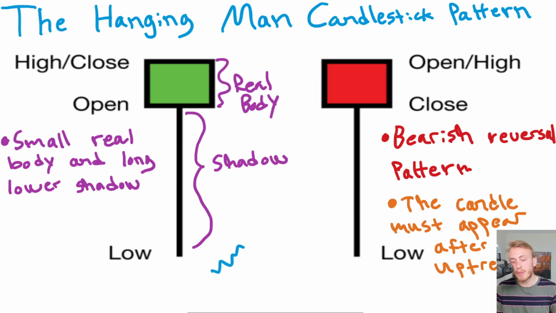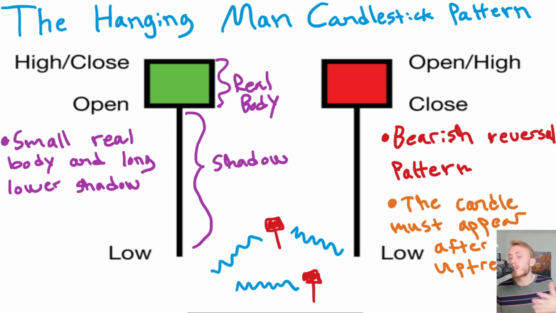So let's take a look at an example of a valid hanging man. If we have an uptrend right here and you have a hanging man appearing, then in this case, this is a valid hanging man pattern. And hopefully this will lead to a reversal here to the downside. But if we, for example, have a trend that looks like this, just sideways, not really trending at all, and then we have a candle that looks like this, in this case, we wouldn't even call this a hanging man candlestick, because in order for it to be a hanging man, it needs to come after an uptrend.